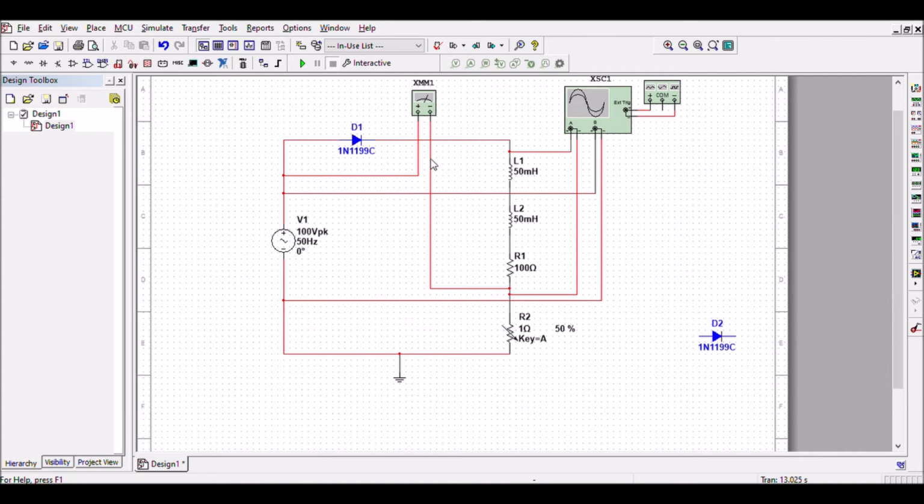Positive multimeter to positive source and negative multimeter to negative source. So we can see the value for VAC 70.711 volt. Next we can see for RL1 and L2 and diode frequency.